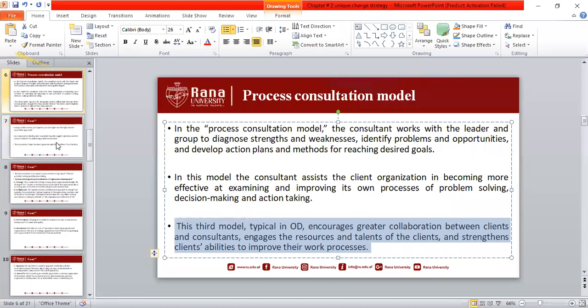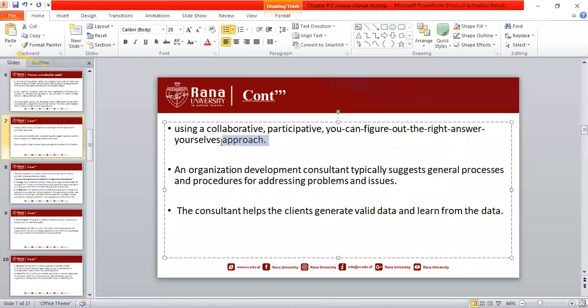Now see, using a collaborative, participative, you-can-figure-out-the-right-answer-yourself approach. Now in here, what the OD practitioner is trying to do is he's saying, self approach. The problem should be identified by you, not by me. I'm just an assistant. I'm just assisting you. I'm just telling you the techniques. Being an OD, being a researcher, I'm just telling you the techniques. But you are involved because you face the problem. By your participation, maybe the problem will be solved quickly. And furthermore, it will improve your mental ability and decision-making power.